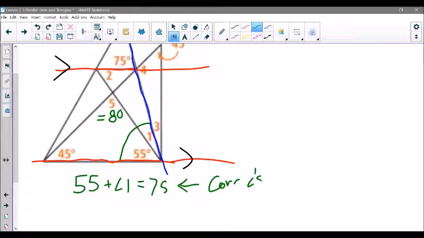Corresponding angles. Yeah. So now we have an expression. So those corresponding angles help us out. All right, so we know 55 plus angle 1 equals 75. So from there, we can say angle 1 equals, what is that, 20?